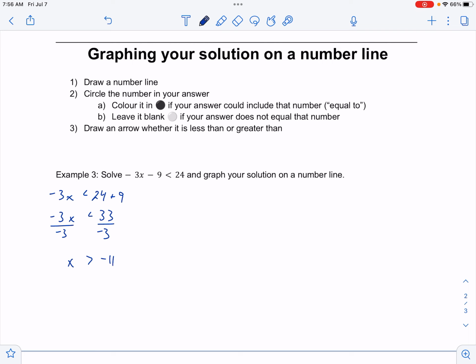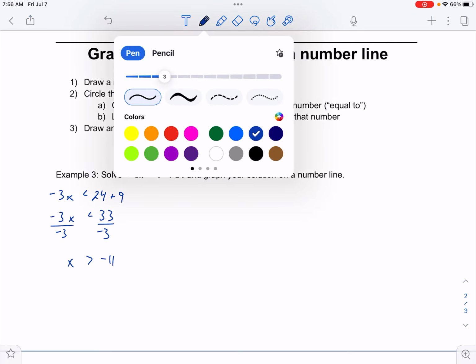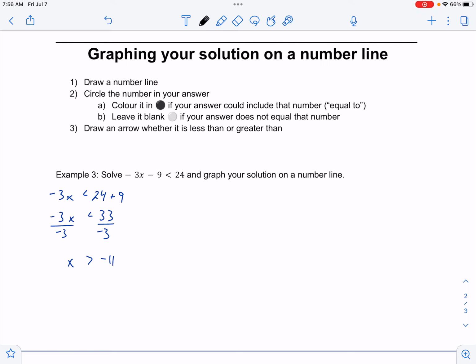So to sketch this on a number line, first of all, we're just going to draw a number line. It doesn't have to be pretty. Just draw a number line. I'm going to add a few tick marks. We don't need very much here. And I'm going to write my solution in the middle over here, and I'll fill in my number line.